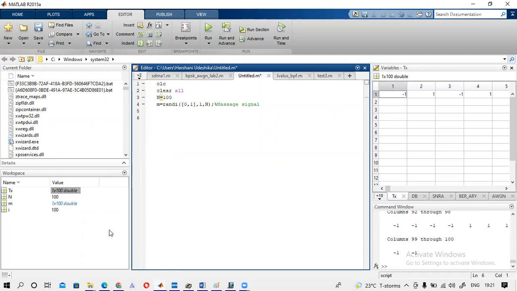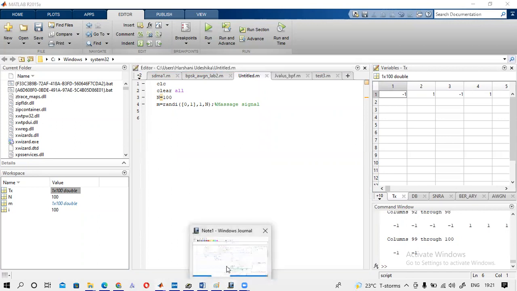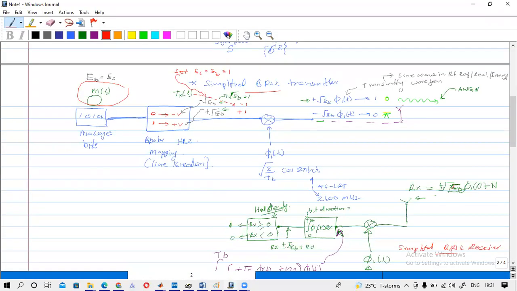Now our message signal is okay, so we move to the next point. What is the next point? We are going to generate our transmitted symbol. The transmitted symbol will be -1 or +1, because we set root Tb to 1.